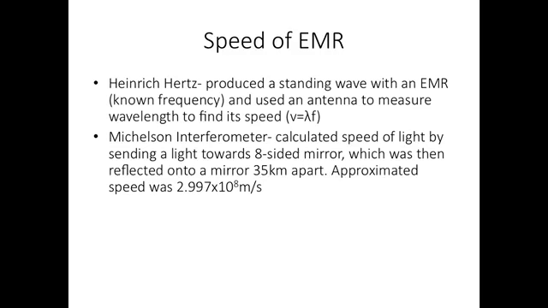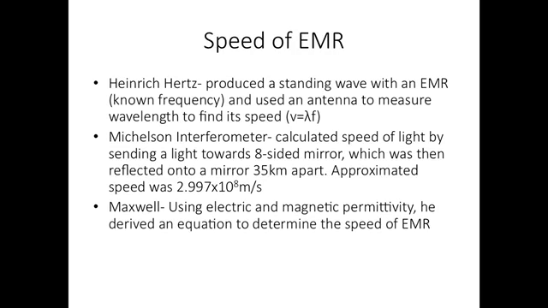And lastly, Maxwell used electric and magnetic permittivity and derived an equation to determine the speed of light of EMR. The equation he proposed was that the speed of light in a vacuum is equal to 1 over root epsilon mu naught, which equaled about 300 million meters per second.